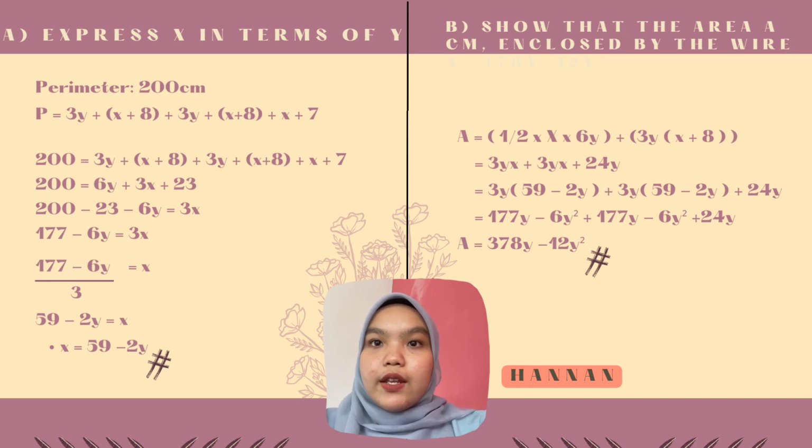and plus 24y, and then we need to replace the x with what we have done in question A, which is 59 minus 2y, and then the equation will be 177y minus 6y power of 2, and then plus 177y, and then minus 6y power of 2, and plus 24y, and then the area is 378y minus 12y power of 2.